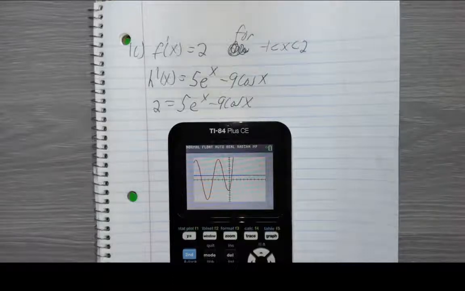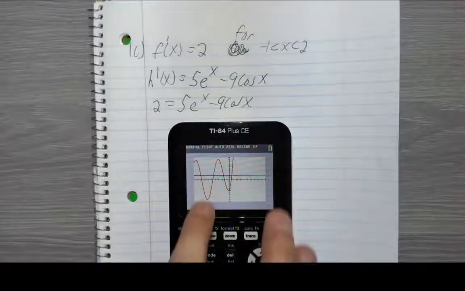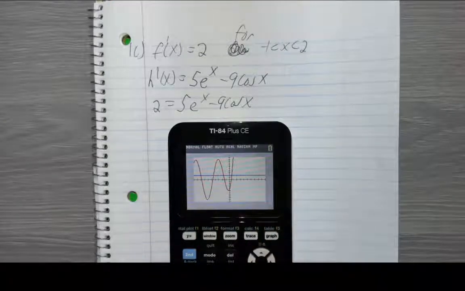Now the point is when they're equal. So we want to know when these graphs are equal. You can see right off the bat there are at least 1, 2, 3, 4 different spots. Think to yourselves, what spot do we care about? It's got to be very specific, because we want to know what value of x they're equal at on the interval -1 to 2.